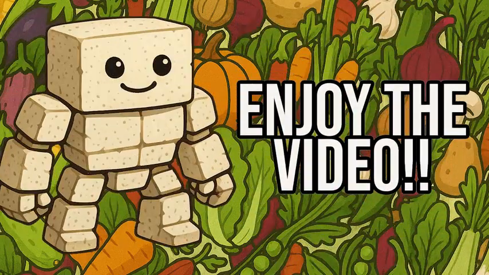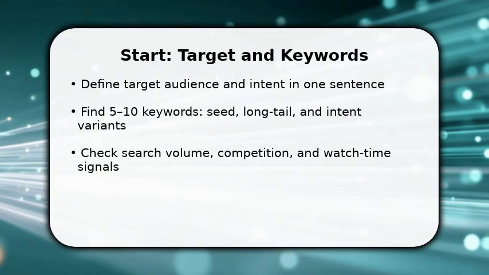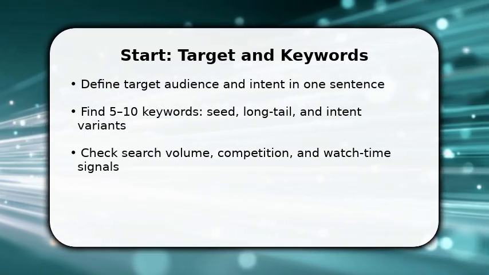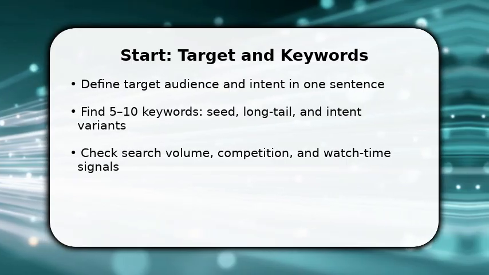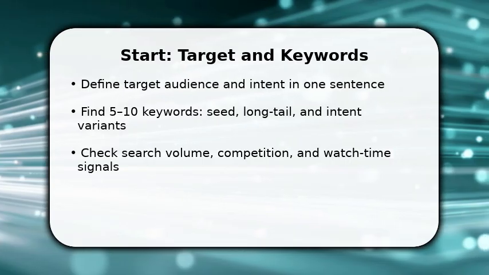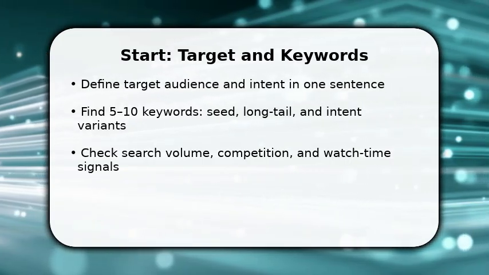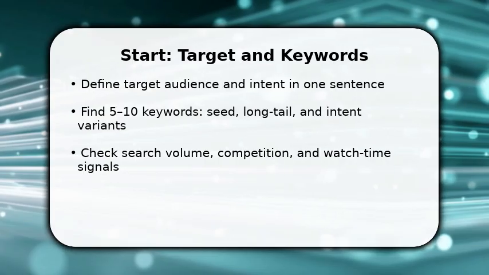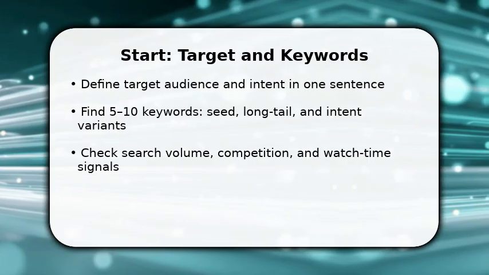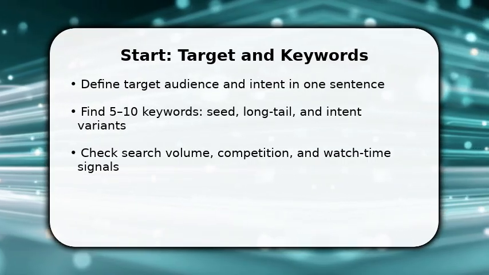Please enjoy the video. You begin by locking a clear video intent and audience. This drives every SEO choice. Once you have that intent, map 5 to 10 keywords including one primary and several long-tail phrases. Use those keywords to draft a title and a 2-3 sentence description that naturally includes them. Make sure to note viewer intent. Are they learning, comparing, or buying?